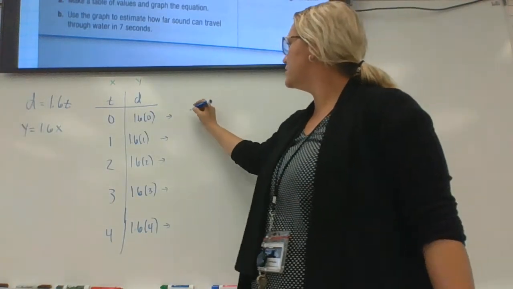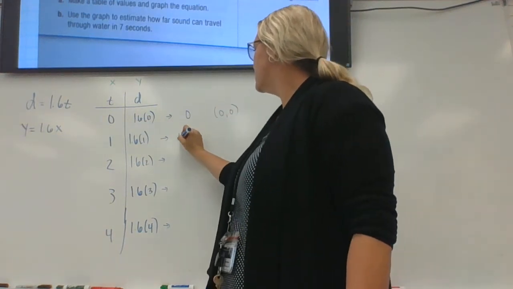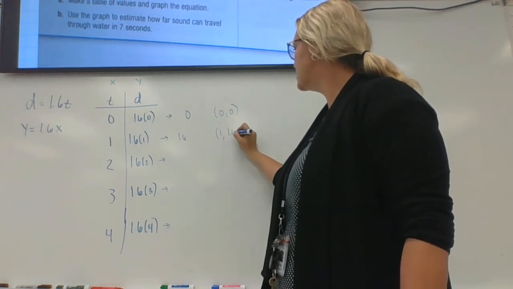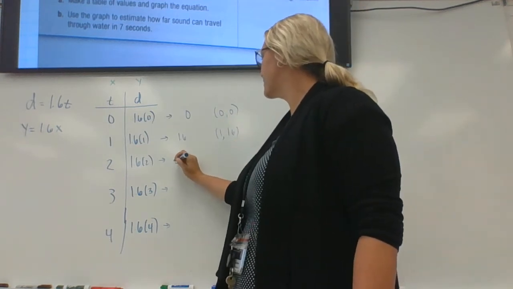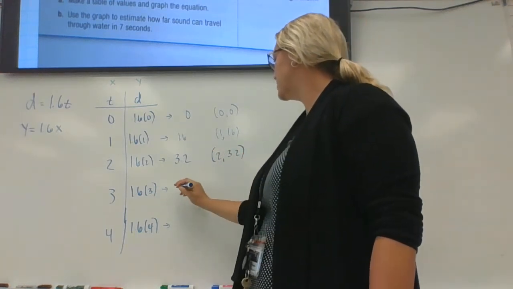All right, so our first ordered pair would be 0, 0. And then 1, comma, 1.6. 2, comma, 3.2.